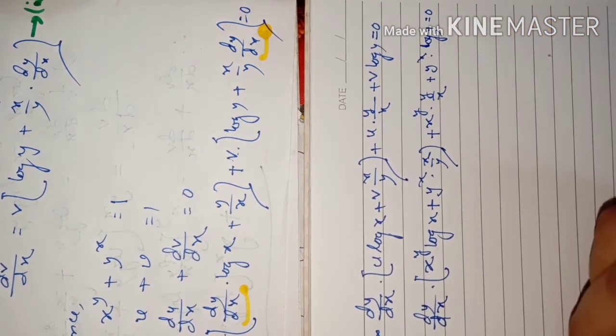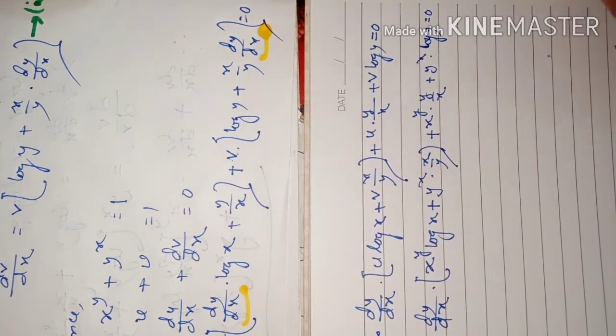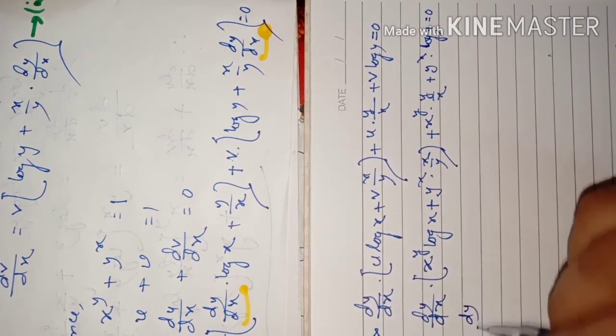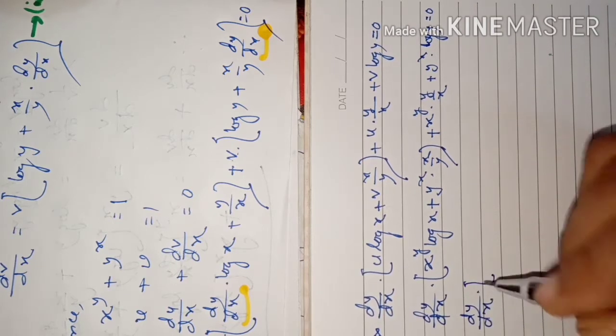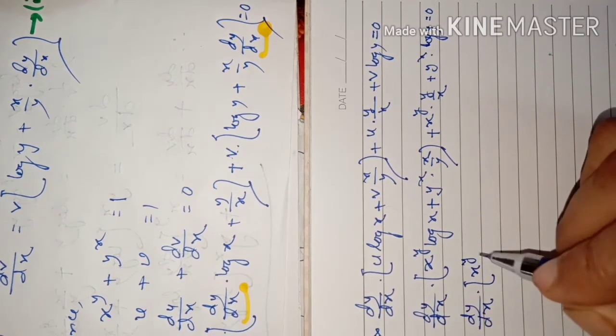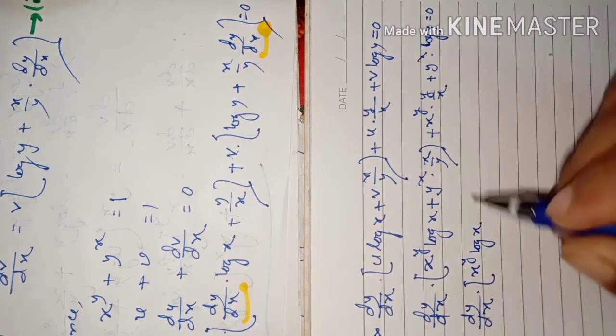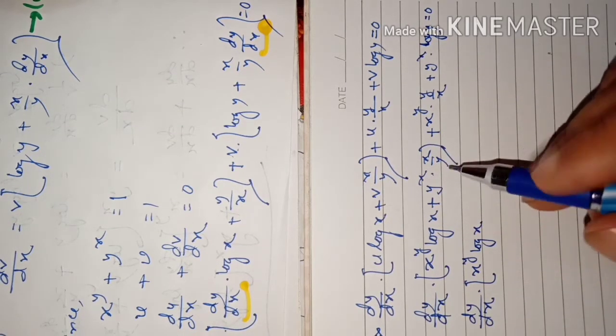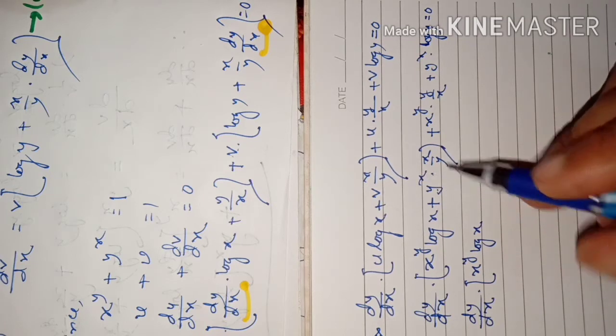Now if we transpose this whole thing to that side, it will be like this: dy by dx into x to the power of y log x, and if we combine here, you see y to the power of x divided by y, it will be y to the power of x minus 1.